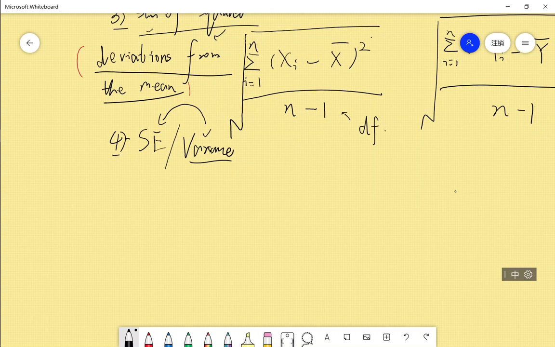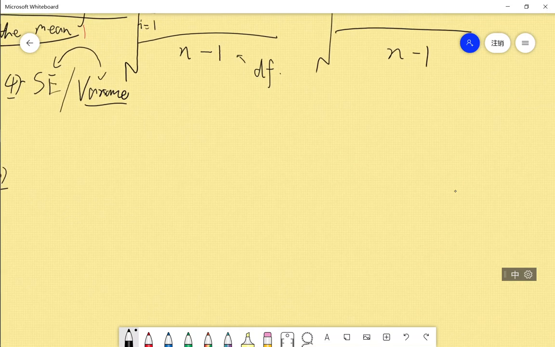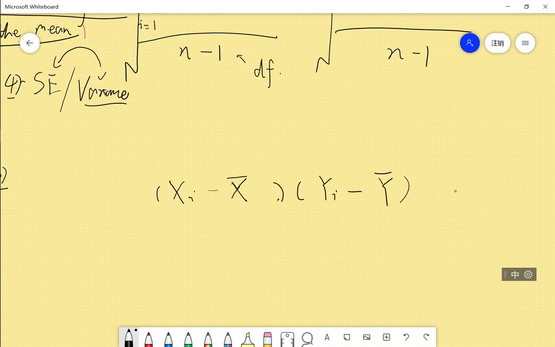And of course, sometimes you get the cross product of it. So what is the cross product? Cross product is just you cross that and you get the product of it. So you got xi subtract the average of x, and you got yi subtract the average of y, and you sum all that up from i equals 1 all the way to n. And that is the cross product of it.